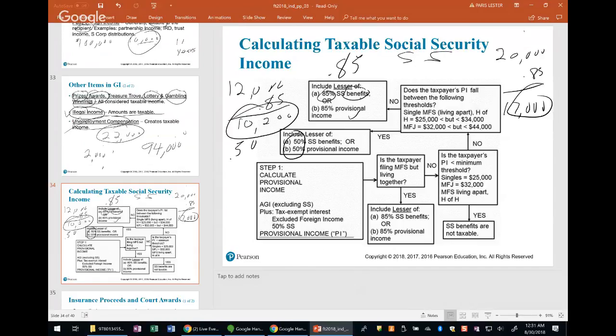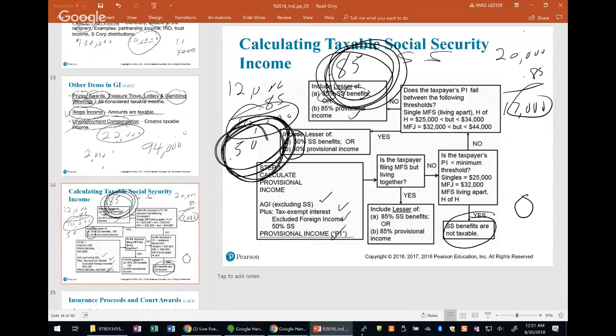now step one, calculate your provisional income, which is your AGI. And you do have to add your tax exempt interest, but you can exclude foreign income. That's your provisional income, usually your personal income. I want to get down to zero. Now your Social Security is going to be taxed at 85 or 50 or zero.